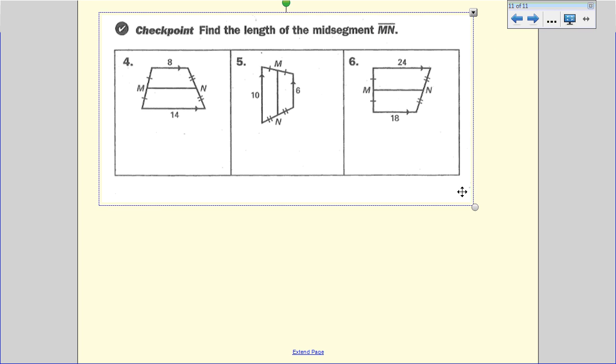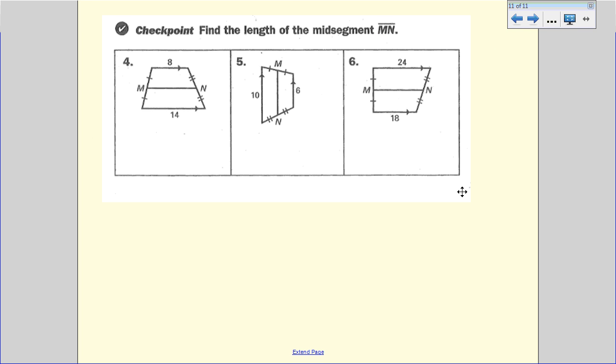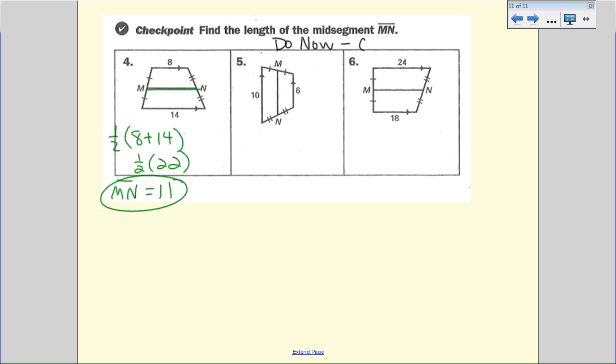All right, so here's our checkpoint. Find the length of MN. MN is just the average of these two, so 8 plus 14. And then I'm going to multiply that by 1/2. So 1/2 times 22. MN is equal to 11. 11 is between 8 and 14, so I feel very confident. All right, your job is to do this now. And then we will check in class.